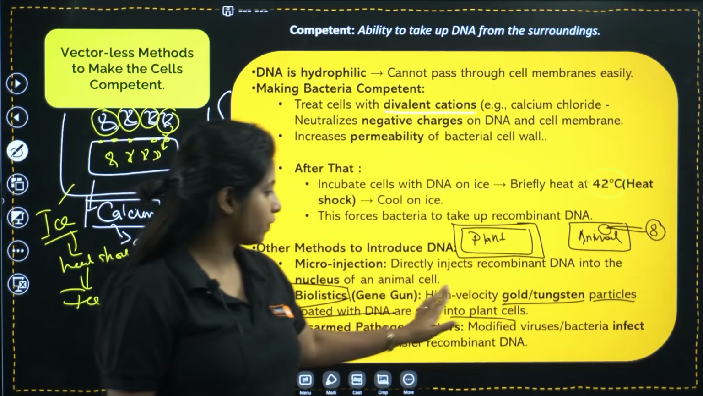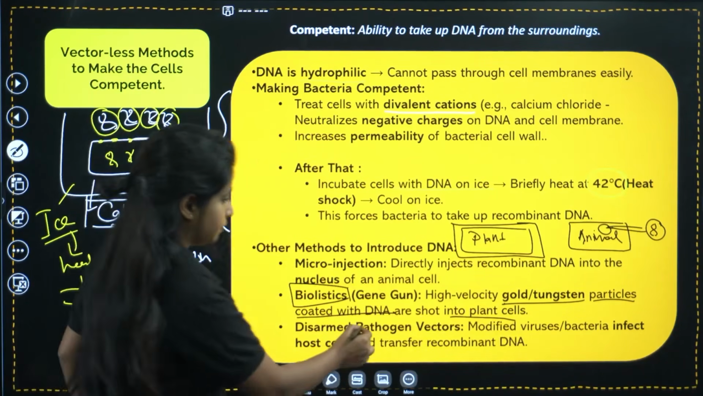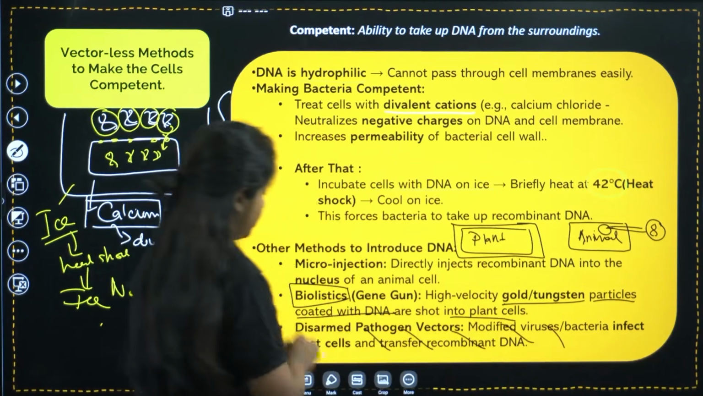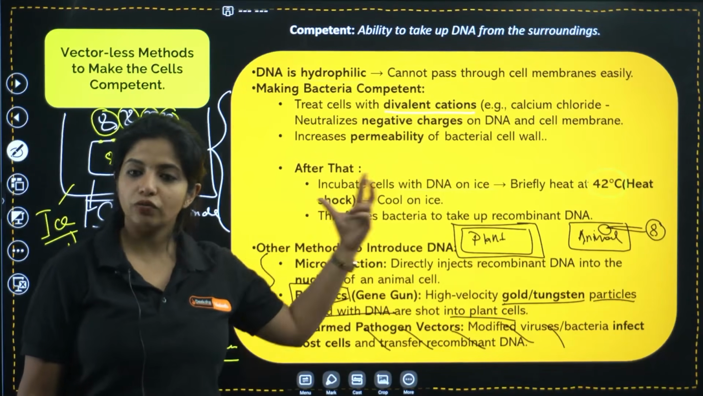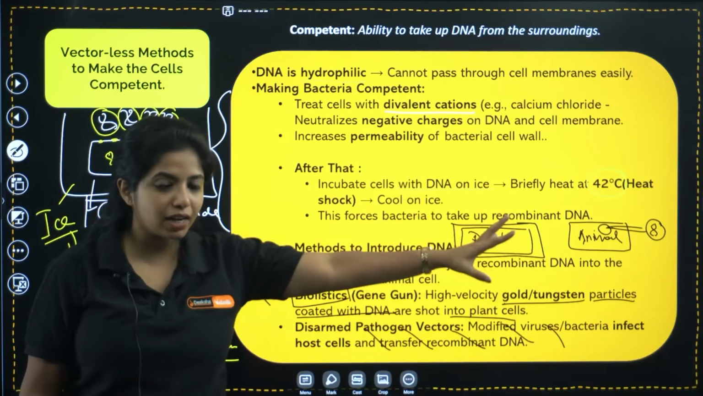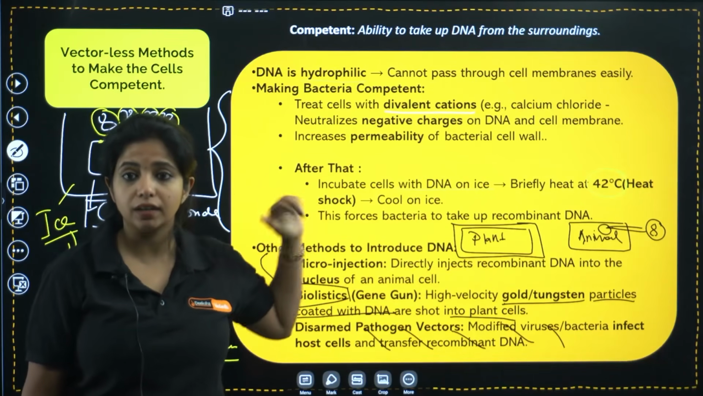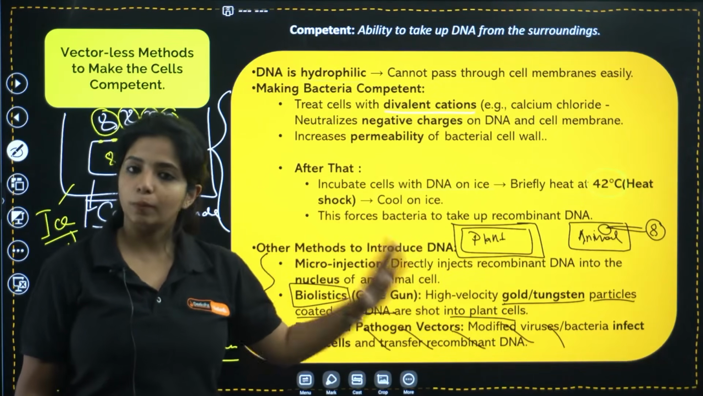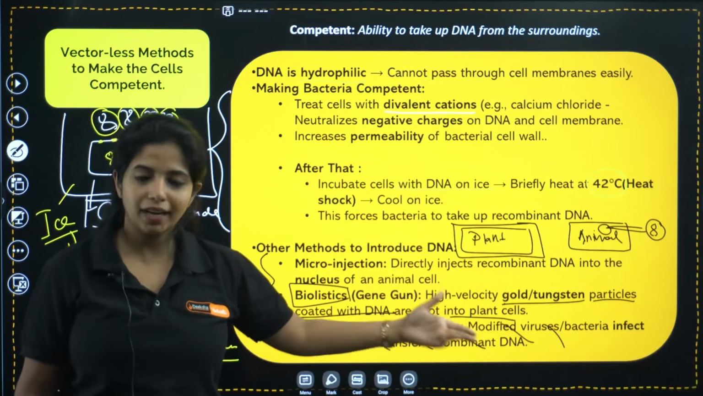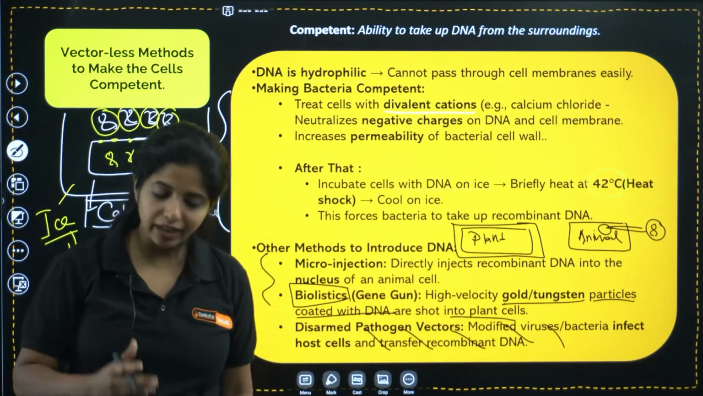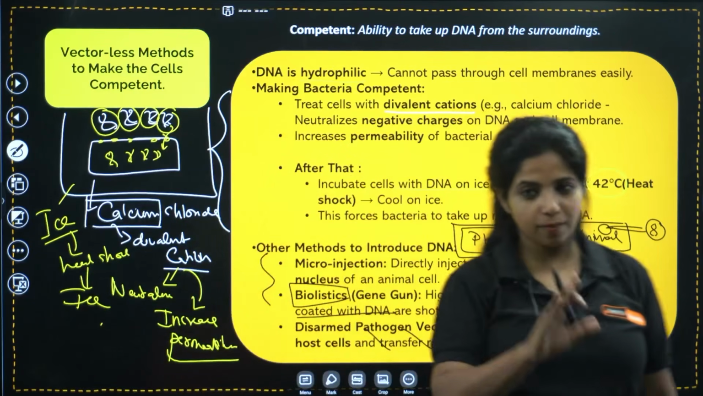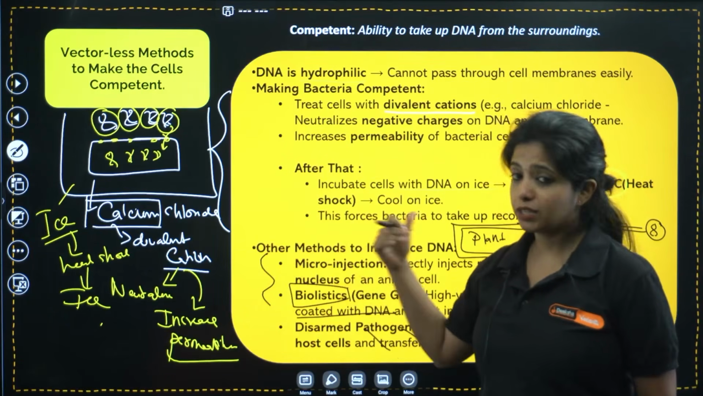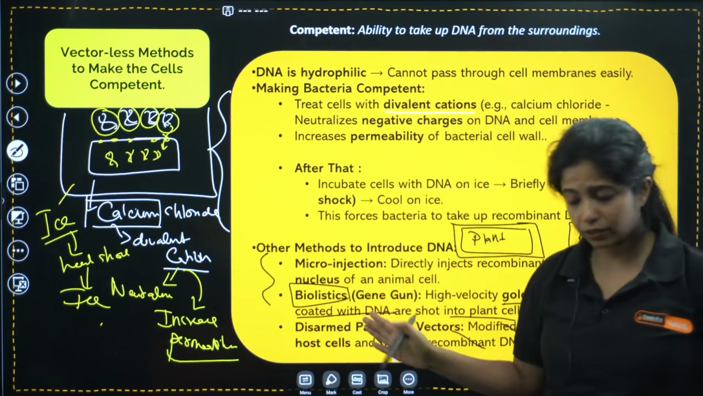Now disarmed pathogen vectors, okay, are not needed over here. So these are the things that you need to remember. Micro-injection is for the animal cell. Is there any vector over here? No. That is why it is a vectorless method. Biolistic or gene gun is for plant cell. Is there any vector over here? No. Again, that is why it is known as a vectorless method. So we saw the vectors which are usually used apart from plasmid in the case of animals as well as plants. We also saw vectorless methods.